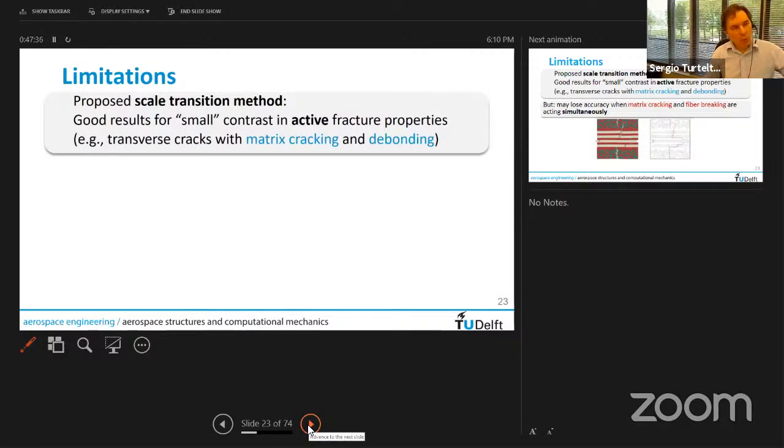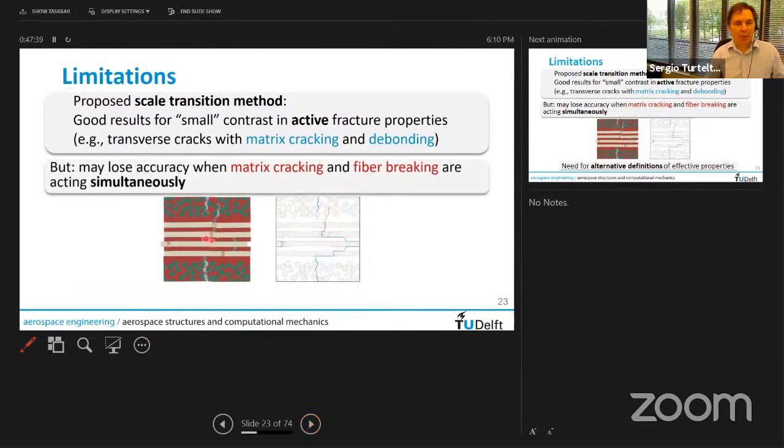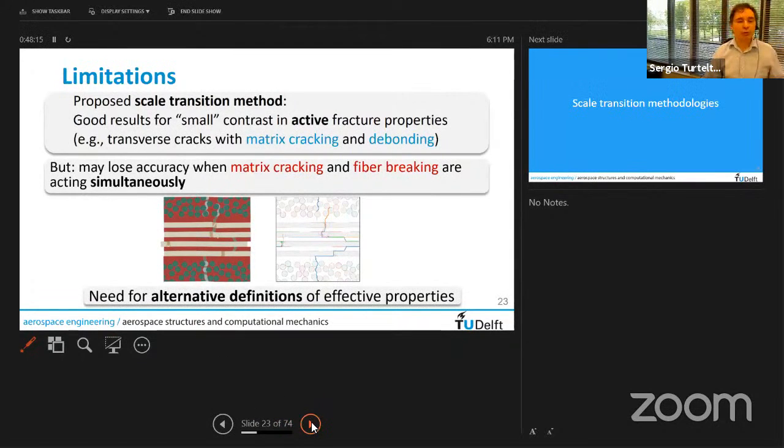When we move to another setup where we actually had fibers running in this direction and fibers running in this other direction, so a 0-90 laminate if you want, things started to look different. Here we had a new mechanism, which is that we also had fiber breaking. And here the strength that we're talking about is much larger than the one in both the debonding and the matrix. And so when the contrast between these fracture properties was very large, we started to notice some discrepancies.